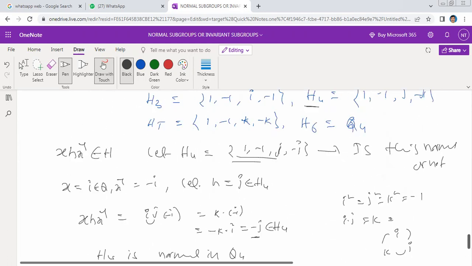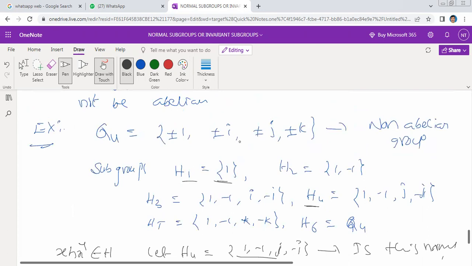Because of I J. You can take two elements in Q4. Q4 lo I J తీసుకున్నాం అనుకోండి. I J is equal to J I? No. I J is not equal to J I. I J is equal to K. J I is equal to minus K. Therefore, it is not abelian.